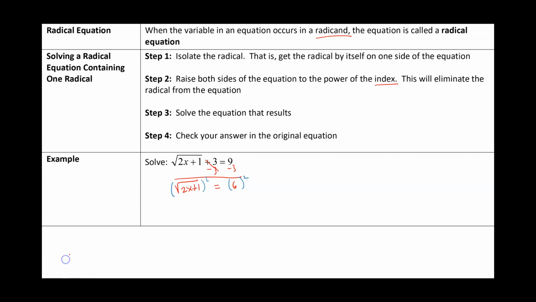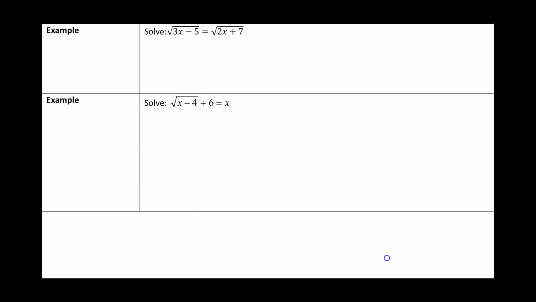And what that does is the square root and the square undo each other. So we have 2x plus 1 on the left and 6 squared, which is 36, on the right. If we solve this equation, we subtract 1 from both sides. We get 2x equals 35, divide by 2, and we get x equal to 35 over 2 as our answer. And in set notation form, it'll be {35/2}. Okay, let's take a look at our next example.